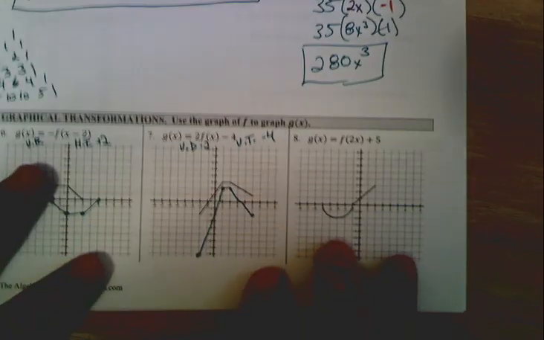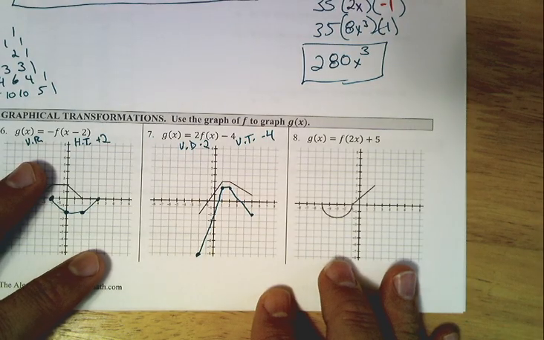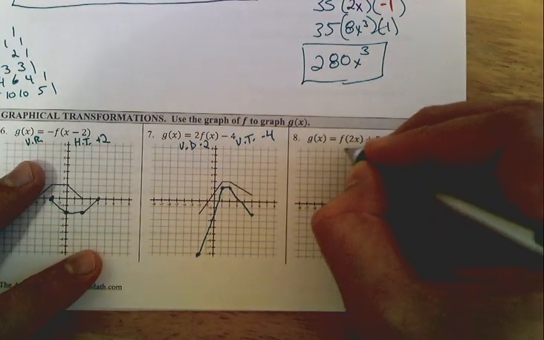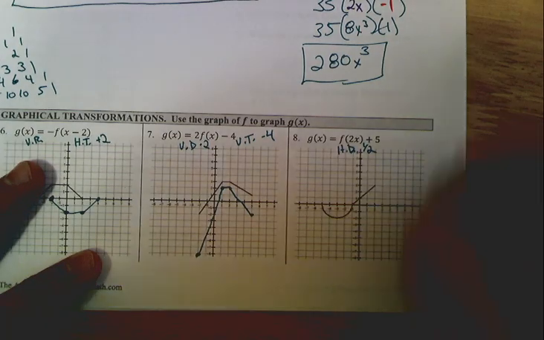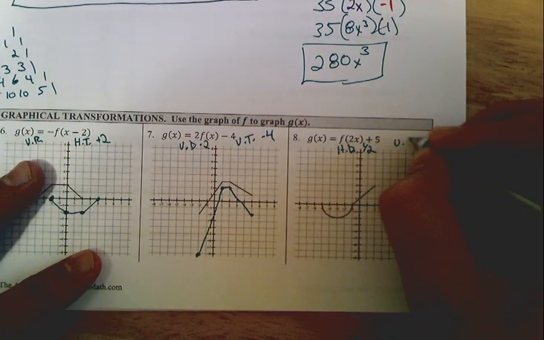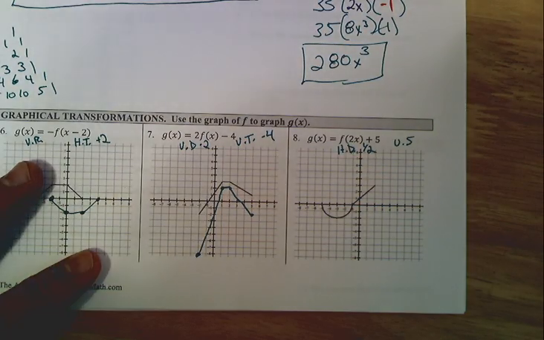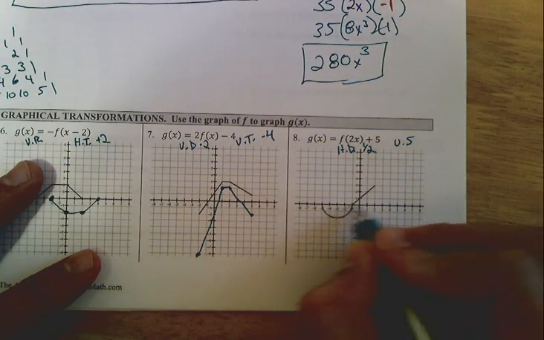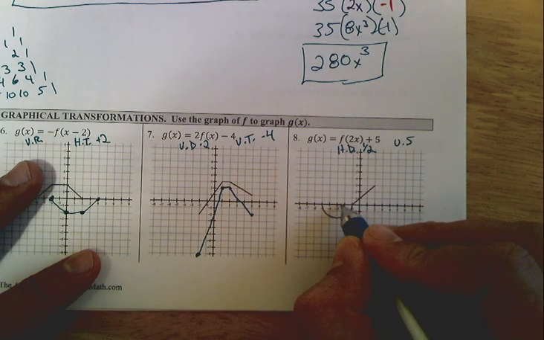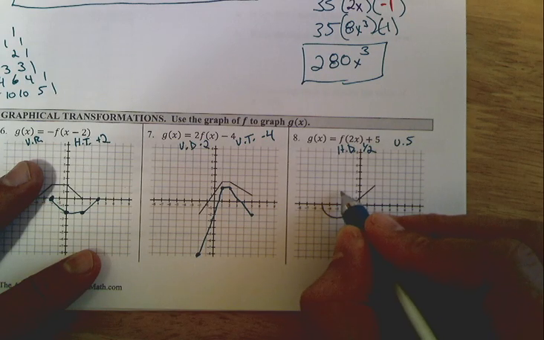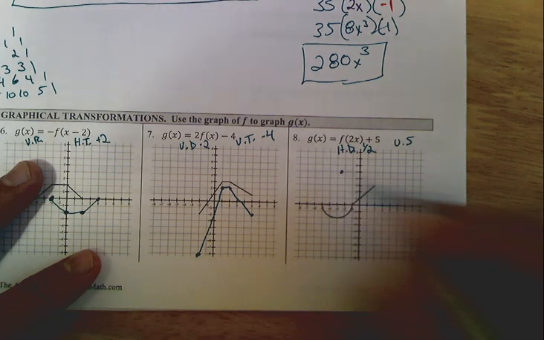And last on this page, this right here is on the inside, so it's a horizontal dilation by 1/2. We have to do it backwards, and then we're going up 5, so we'll add 5 to each of the y values. So here, my x value looks like it is negative 5. Half of that is negative 2.5. And then I'm going to go up 5 units. 1, 2, 3, 4, 5. There's that first point.